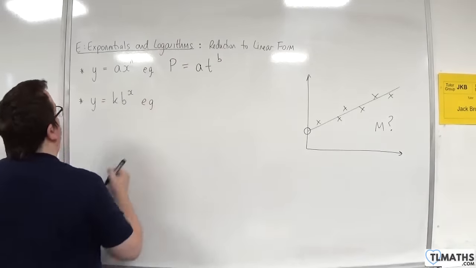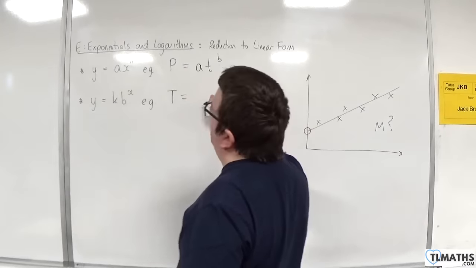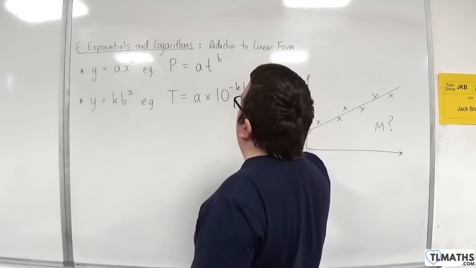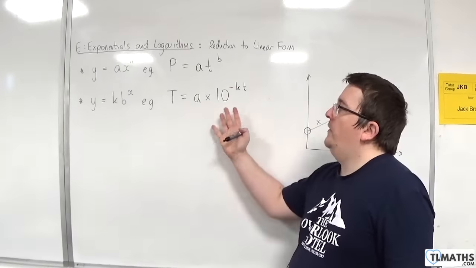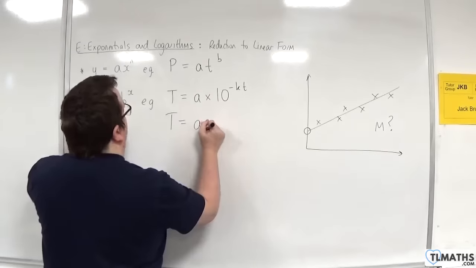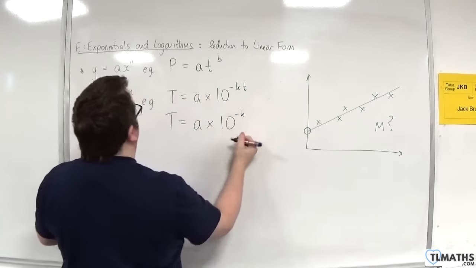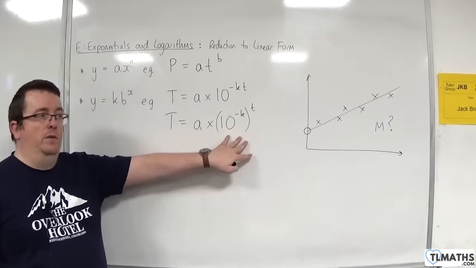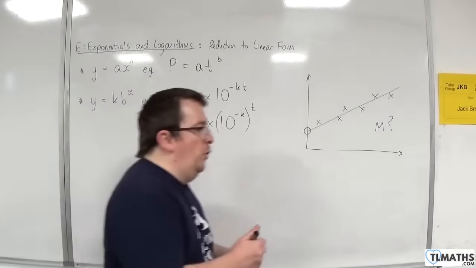And then this one could be something like capital T is the temperature, and you've got A times 10 to the minus K times T, which is time, say. Now you might be going, well, that doesn't look exactly like that form, Jack. Well, essentially, you've got A, which is the K, times by 10 to the minus K to the T. And that 10 to the minus k is your b that's there. Okay?